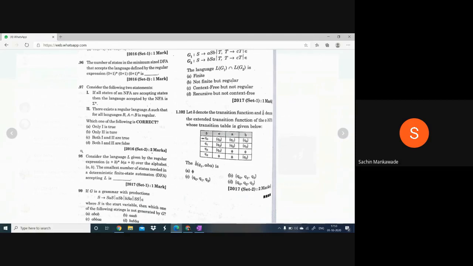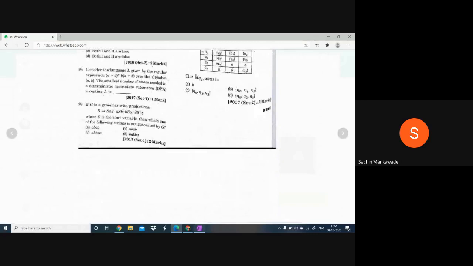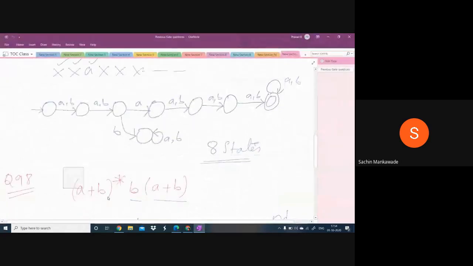Consider the language L given by the regular expression (A plus B) whole star followed by B followed by (A plus B) over the alphabet A, B. The smallest number of states needed in a deterministic finite state machine accepting L is, simply, the number of states in the DFA accepting the language represented by this expression. That is the question.